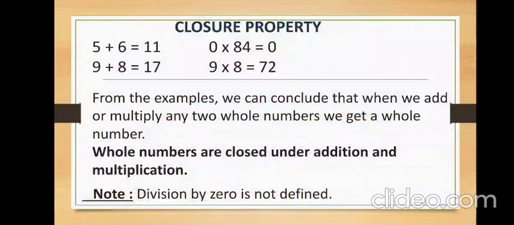What is the first property? It is the closure property. Closure property defines that if you add or multiply two whole numbers, the result is also a whole number. See the example. 5 plus 6 is 11. By adding two whole numbers, the result is a whole number. Similarly for multiplication, 0 into 84 is 0. So closure property defines that when you add or multiply two whole numbers, you get a whole number.